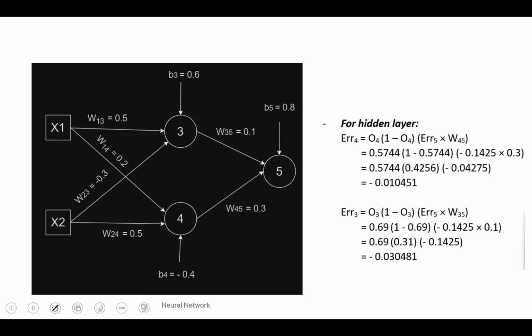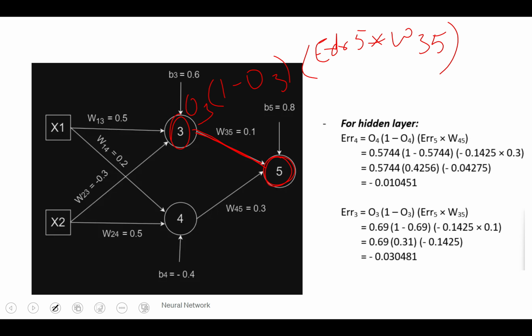Now see, to evaluate the error at this node, you need O3 multiplied by 1 minus O3, and then the error at this node, that is error at 5, multiplied by this weight, W of 3,5. Then you can evaluate the error. Now remember that this is for the hidden layer. For the hidden layer, this is the formula.